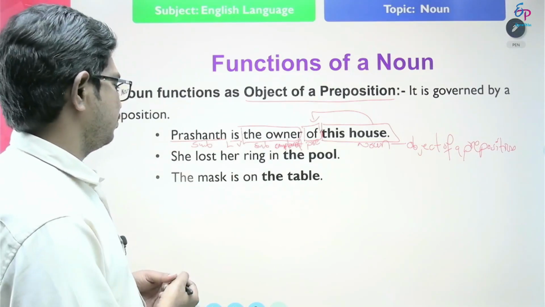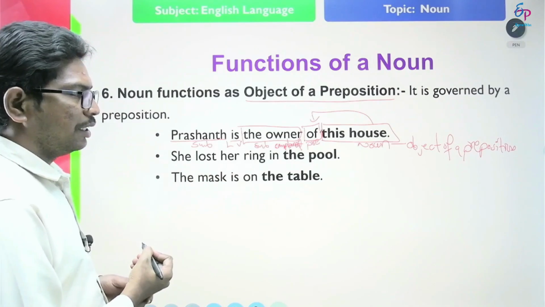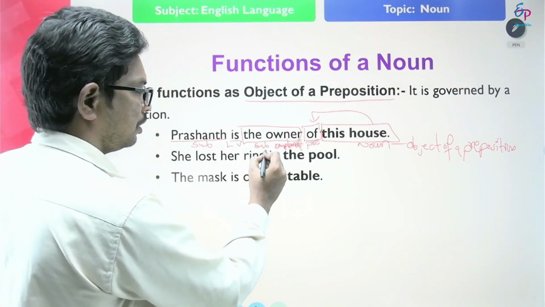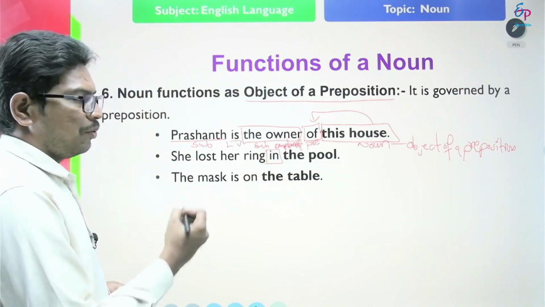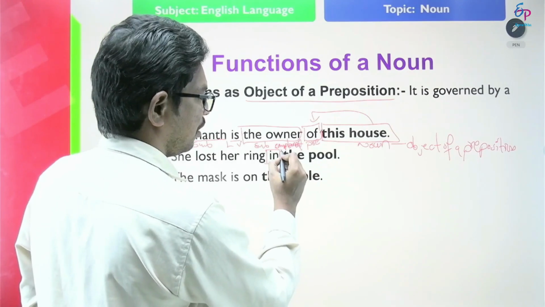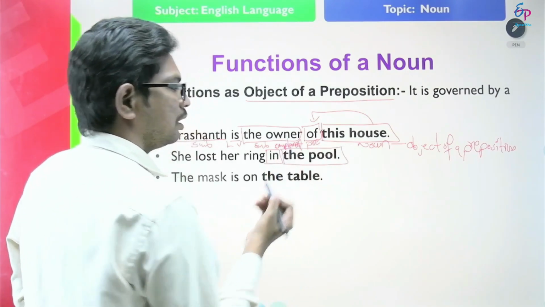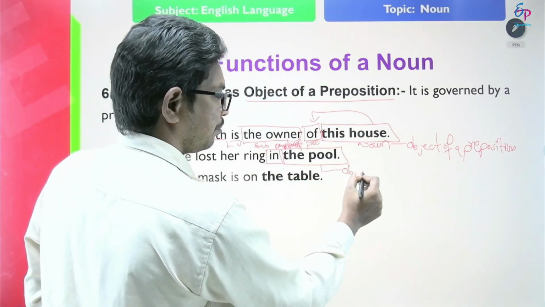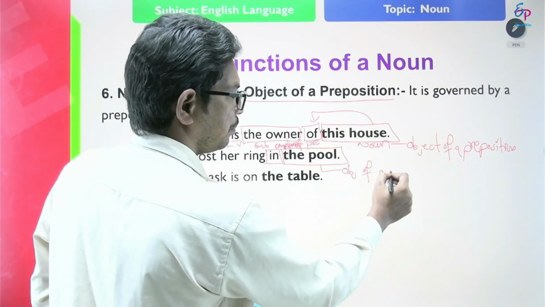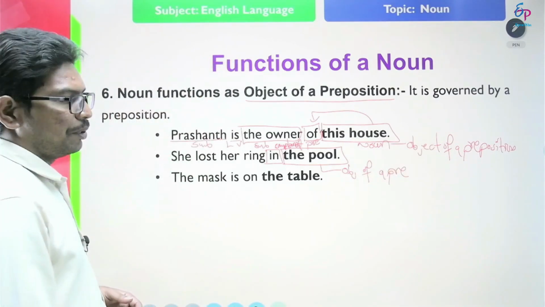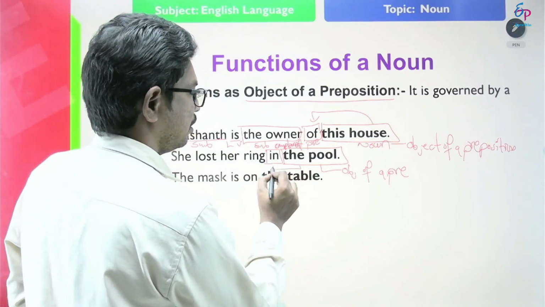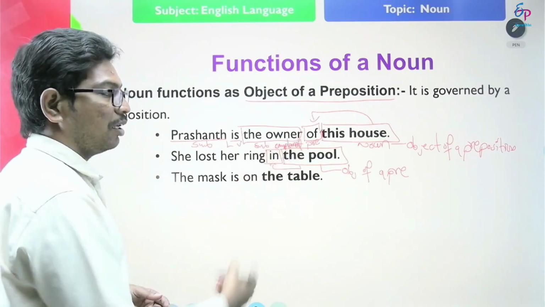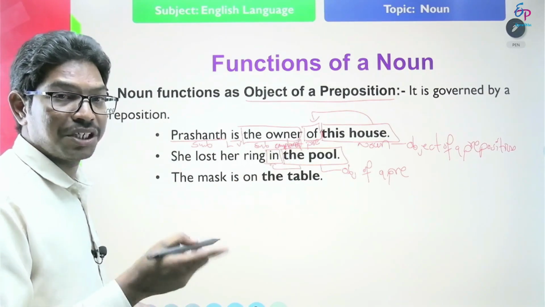Look at some more examples. She lost her ring in the pool. Here, where is the preposition? "In" is the preposition. And what is the noun used after the preposition? The pool. So this is called the object of a preposition. Which preposition? The object of this "in". So now you clearly understood: the noun which is used after the preposition is called the object of a preposition.